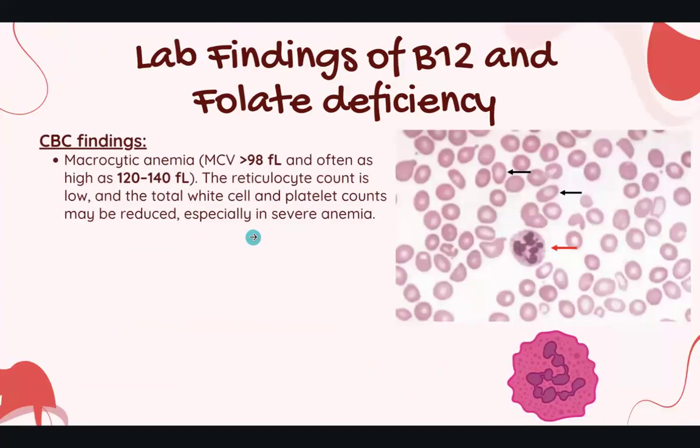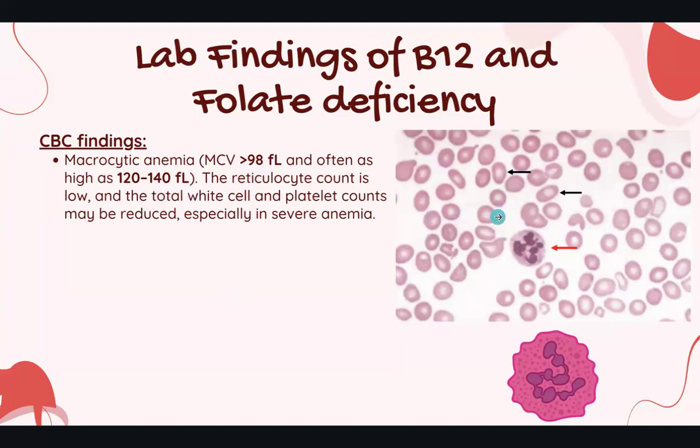I'll move on. So what are the lab findings that you would see with B12 and folate deficiency? You have the complete blood cell count findings. You would see macrocytic anemia, and that would be noticed because of the high mean cell volume, which is normally more than 98 femtoliters, and it could get as high as 120 to 140.